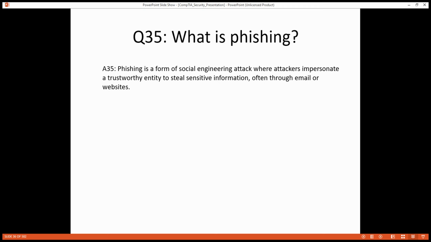Q35. What is phishing? A35. Phishing is a form of social engineering attack where attackers impersonate a trustworthy entity to steal sensitive information, often through email or websites.